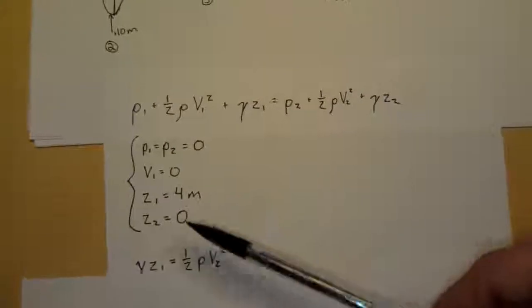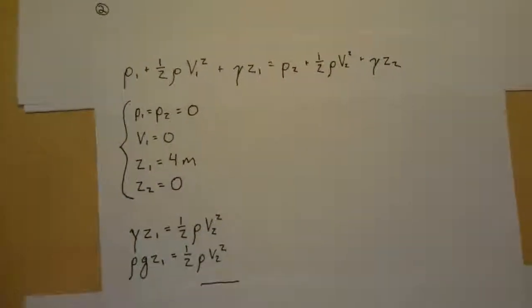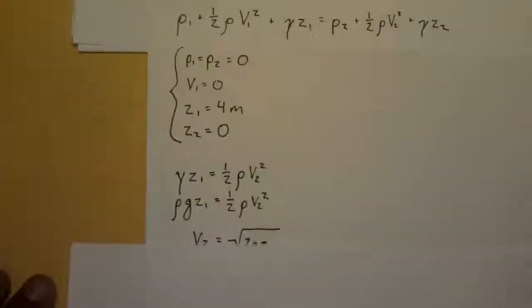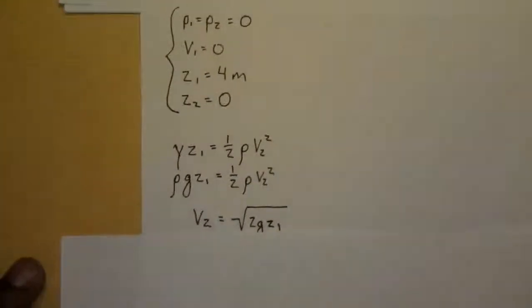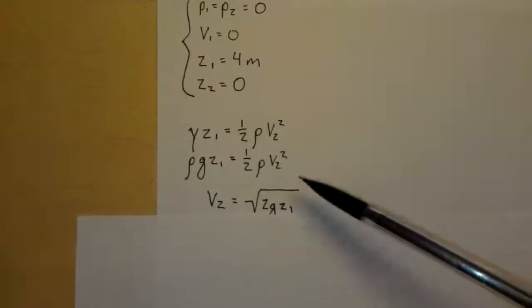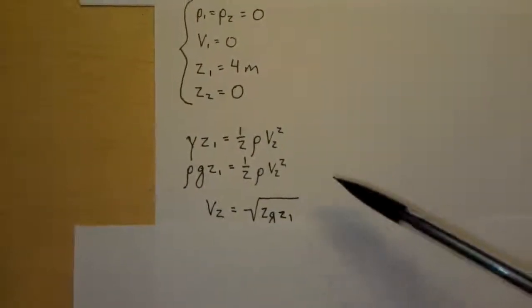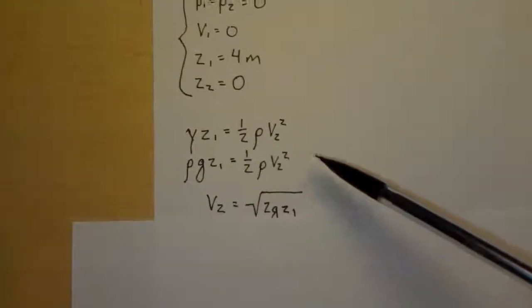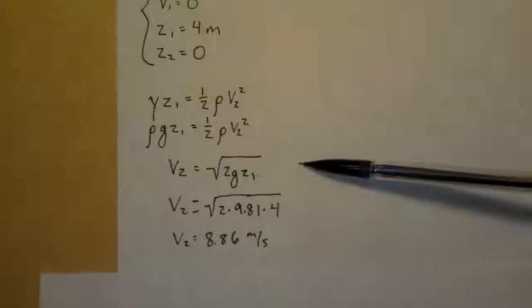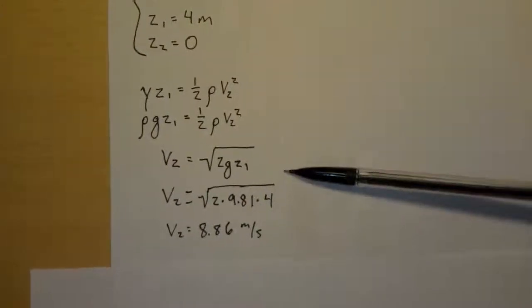From the givens being plugged into our equation, with the values that cross out, you end up getting gamma Z1 equals 1/2 rho V2 squared, and you know gamma equals rho g, so then your new equation is rho g Z1 equals 1/2 rho V2 squared. By solving for V2, you get 8.86 meters per second.